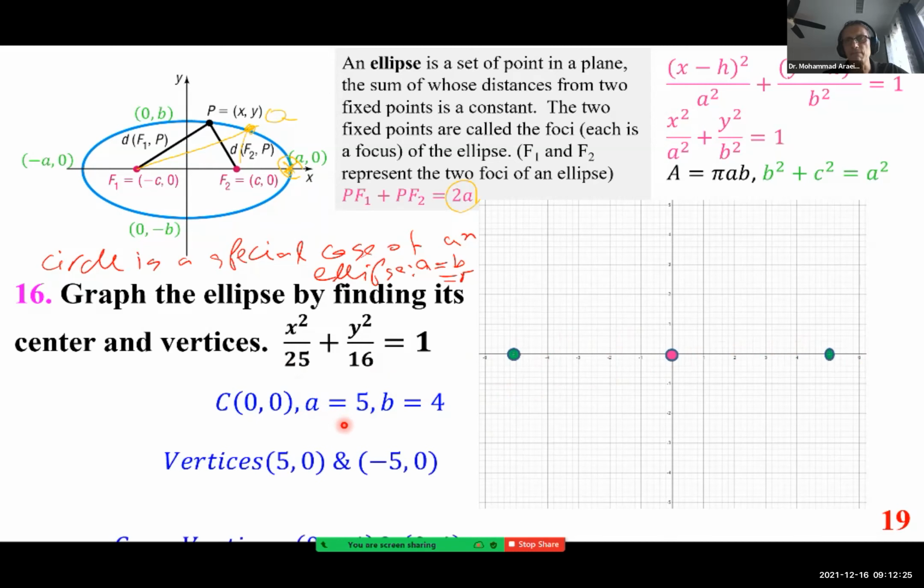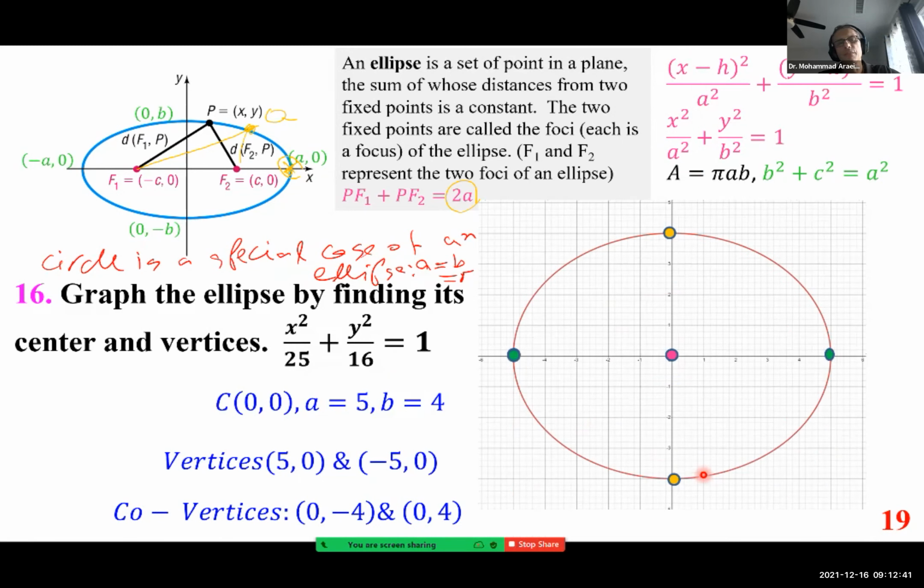So here's the center. One more time, here's the center. Here are the 2 points that are the vertices. And B is 4. We go 4 units up and down, and those are the co-vertices. And now put them together.